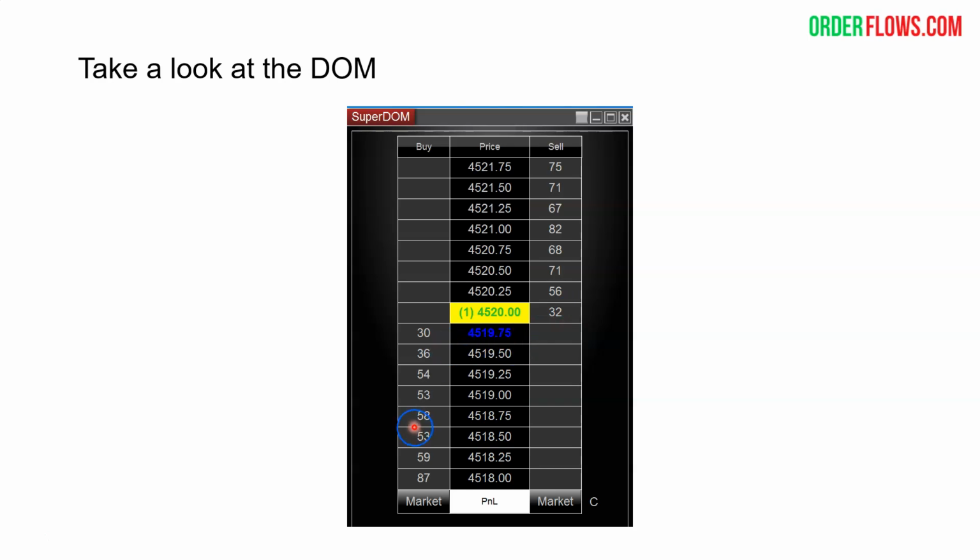So you have passive buyers that work the bid and below. You have aggressive sellers that sell into the bids. You have passive sellers that are working offers, and you have aggressive buyers that buy from the passive sellers.